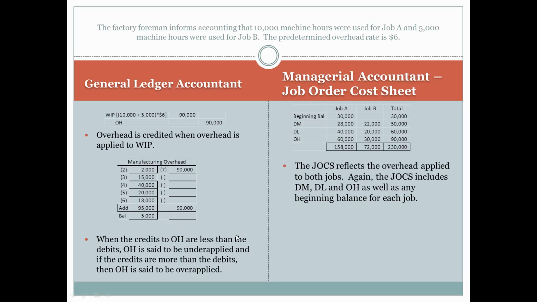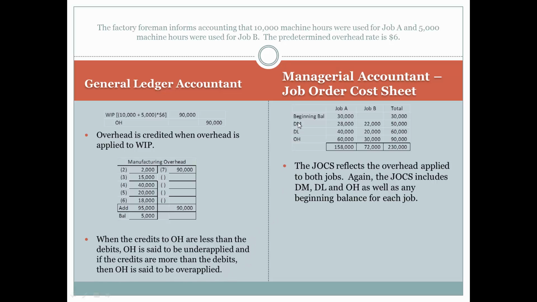When credits to overhead are less than the debits, overhead is said to have been underapplied. In relationship to the actual overhead cost, this is underapplied because it is less than, or under, the actual cost. If this had been $100,000 and we would have had a $5,000 credit balance, then it would have been overapplied. If the credits are more than the debits, then overhead is said to have been overapplied.